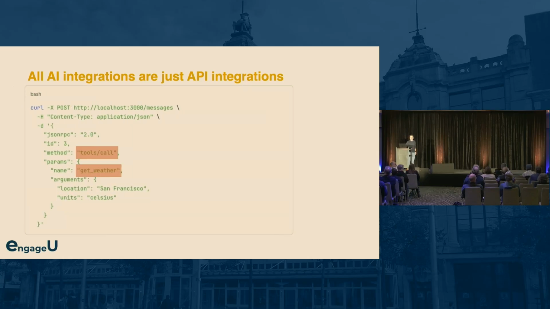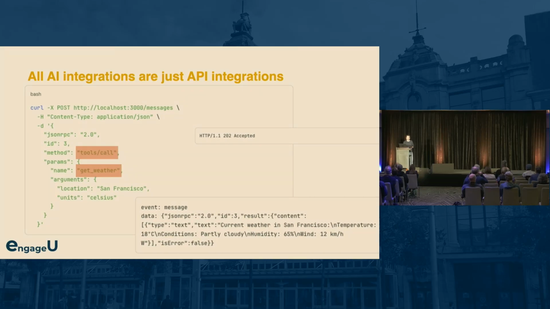At some point, the AI application, based on the user's input or where it is in its workflow, will decide, I need to call that tool, and that's what that looks like, right? So the method is now tools call, and it will give the name of the tool based on the list of tools that the MCP server had given it, right? And then we'll receive a response from the MCP server after the MCP server has done its thing.